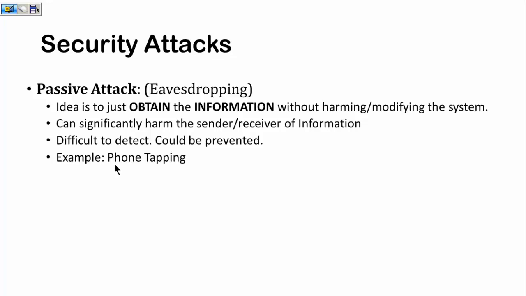The best example is phone tapping, where two people are talking on the phone and a third person has tapped it and is listening to all the conversations that are taking place. So passive attacks basically lead to the breach of confidentiality.